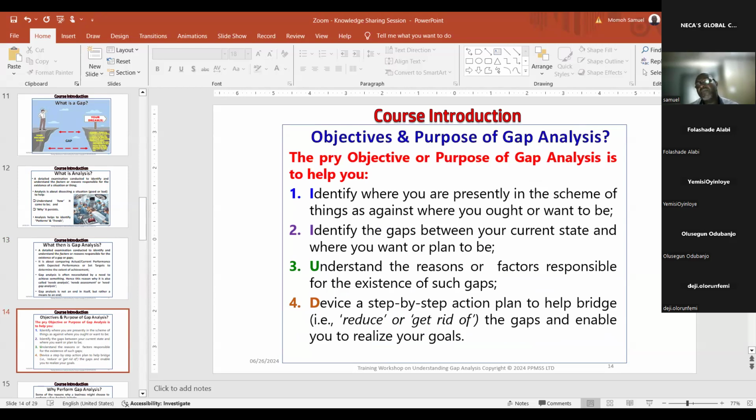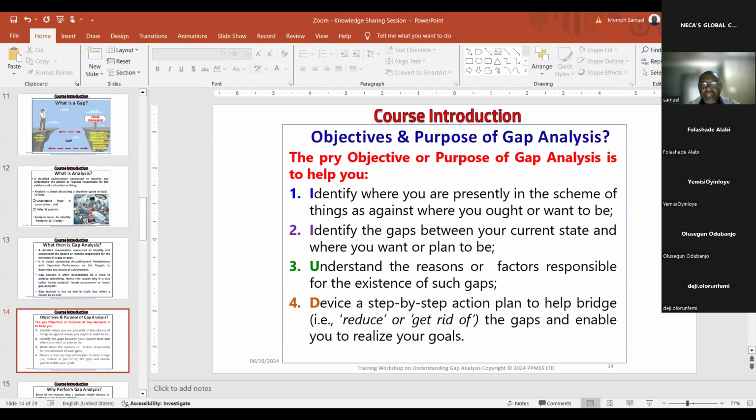The primary objective of conducting a gap analysis, one, is to help you identify where you are presently in the scheme of things, as against where you desire, or where you think you ought to be, or where you are desiring to get to. Two, it is to help you identify the gaps, the vacuum, the space between your current state and where you want or plan to be.